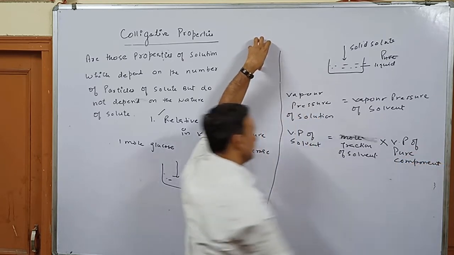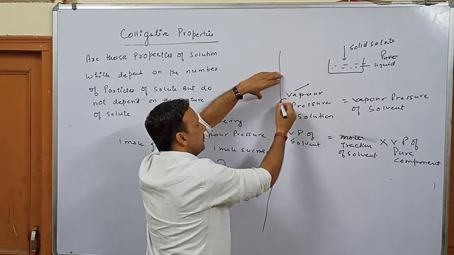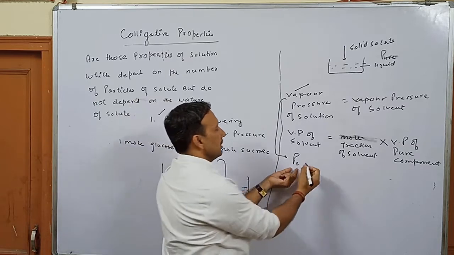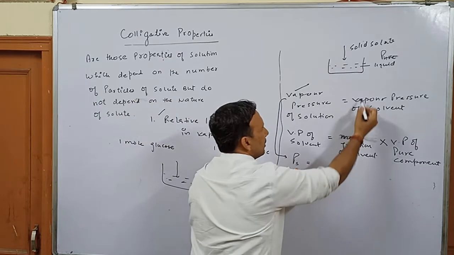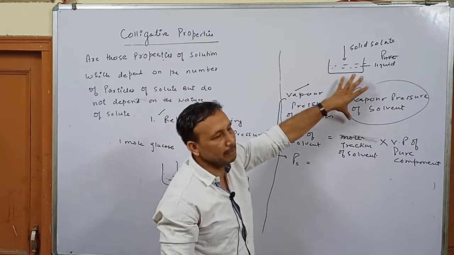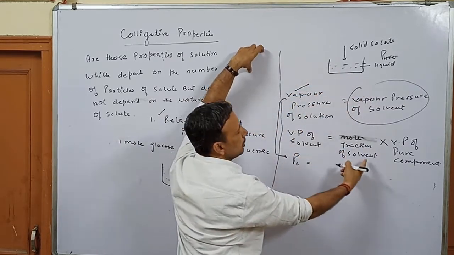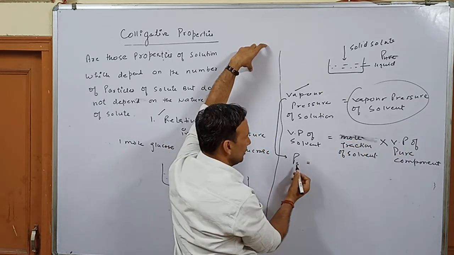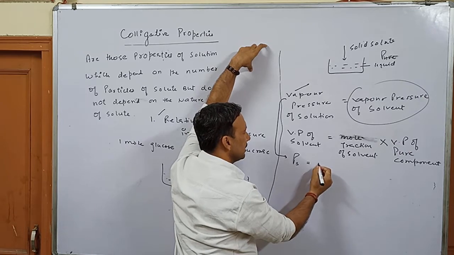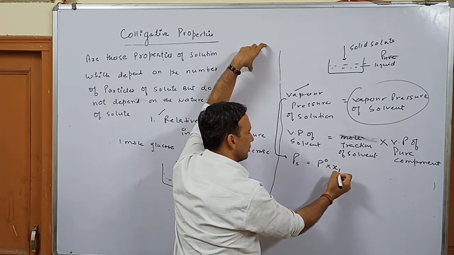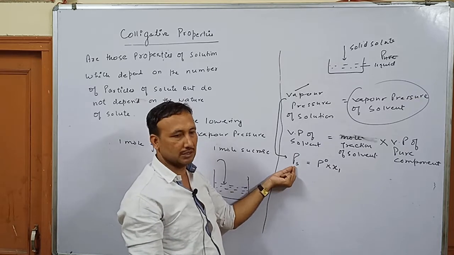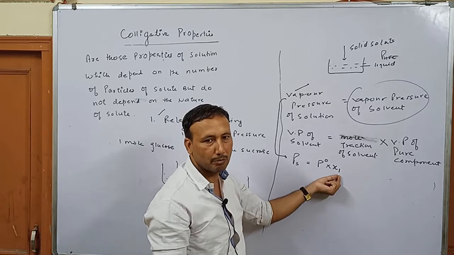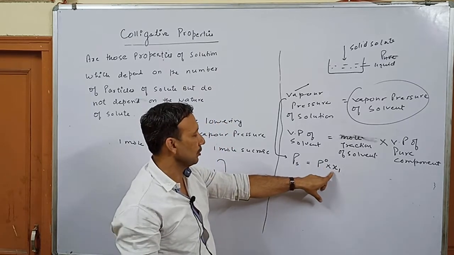This is Raoult's law. The vapor pressure of any liquid solution, Ps, is equal to the vapor pressure of the solvent only. And the vapor pressure of the solvent is equal to the mole fraction of solvent times the vapor pressure of the pure component. That is, the vapor pressure of solution is equal to P0 into X1: the vapor pressure of the pure solvent times the mole fraction of this solvent.